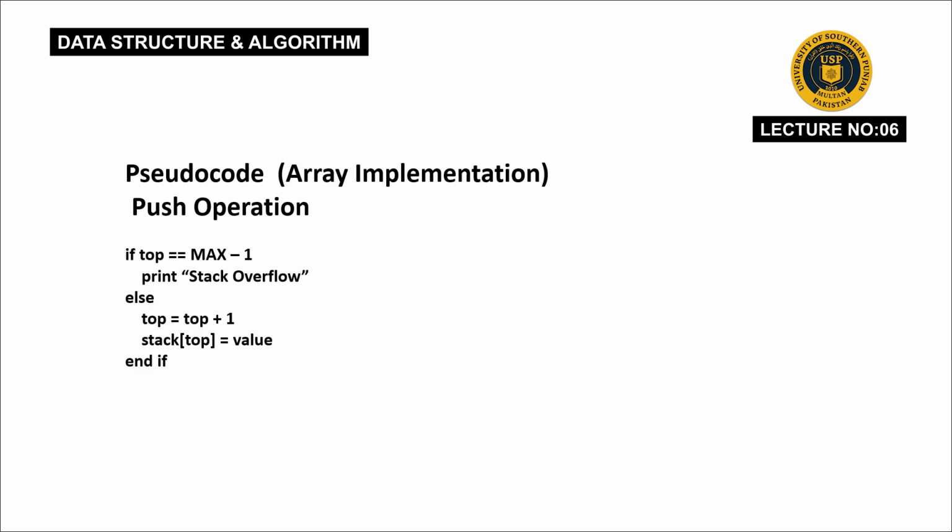Now we discuss the pseudocode of the push operation. If the top is equal to max - 1, print stack overflow. Else we increment the top, top equals top plus 1, and the stack at the top is equal to value.